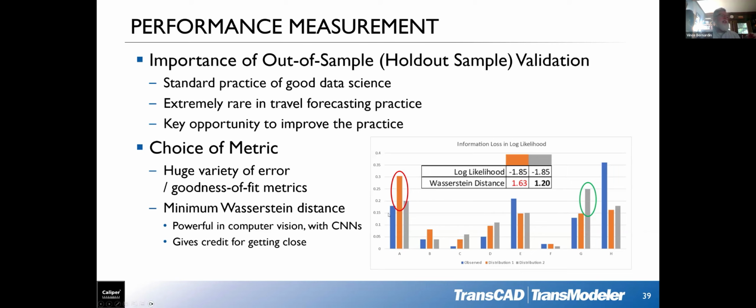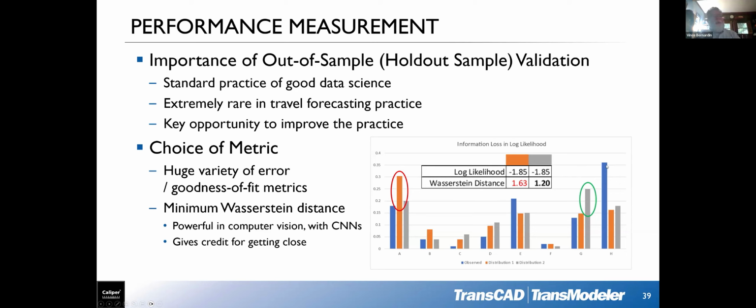But if these are actually zones that exist in space, so that A is on the west side of an urban area and H is on the east side, and zone C is between zones B and D and so forth, then in that case it's clear that the gray model is significantly better than the orange model, right?